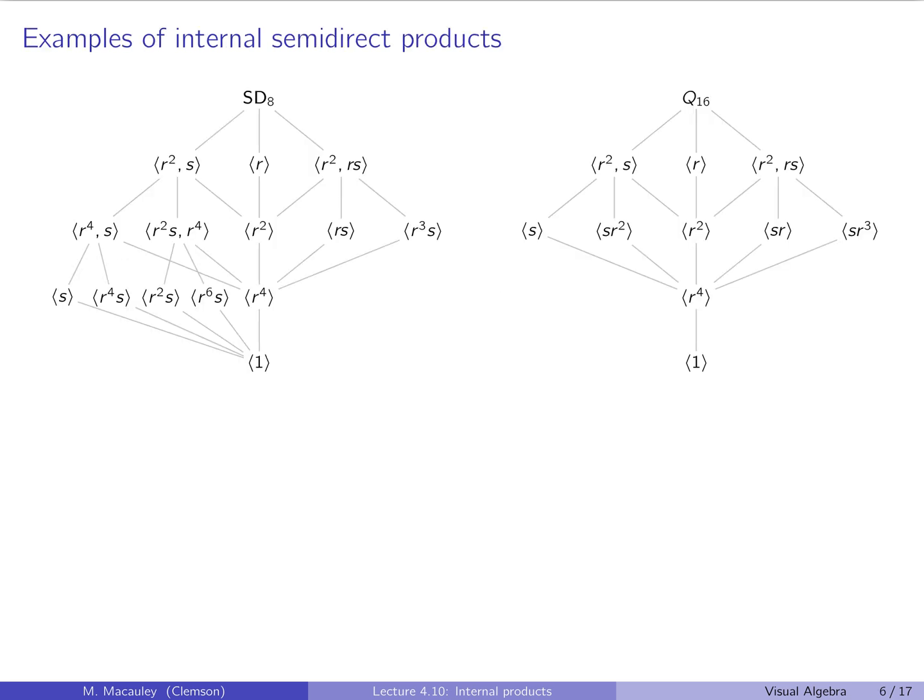Here is the semidihedral group SD₈ and the generalized quaternion group Q16. And I encourage you to pause the video and find as many lattice complements in these lattices as you can, for which at least one of them is normal. Okay, I'm about to show you the answer.